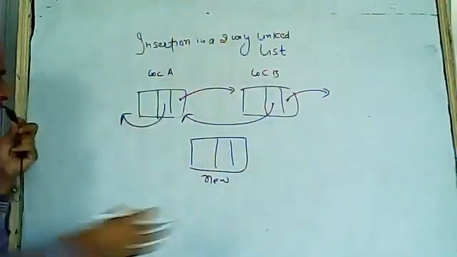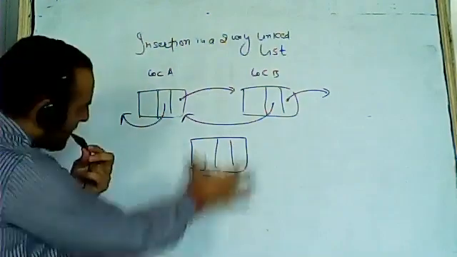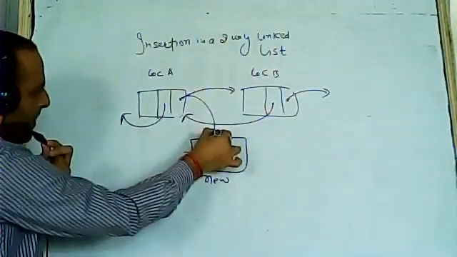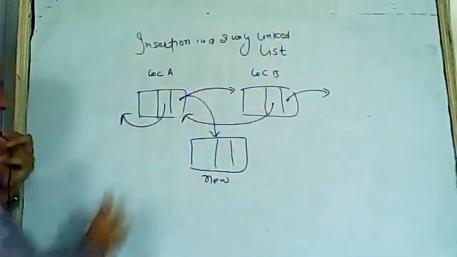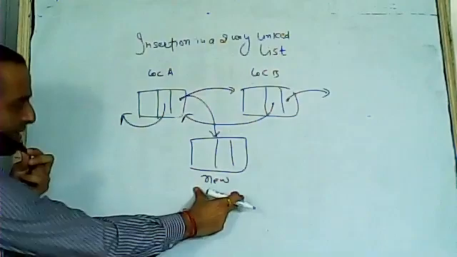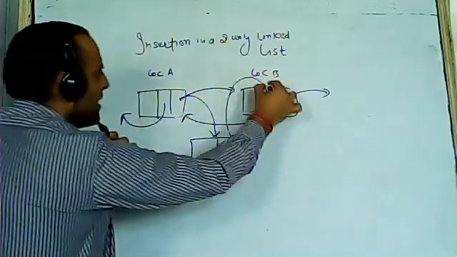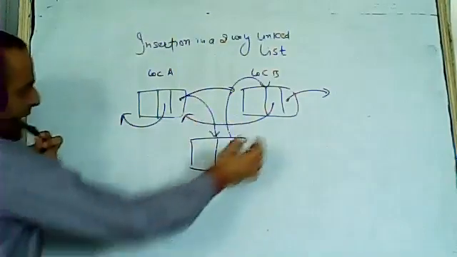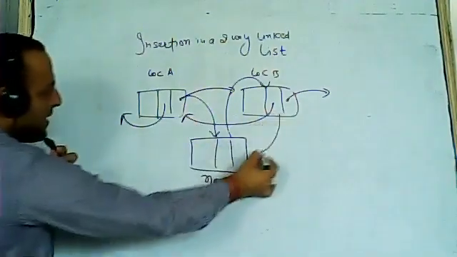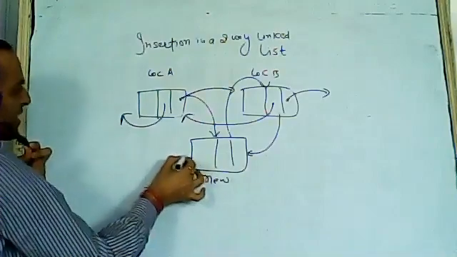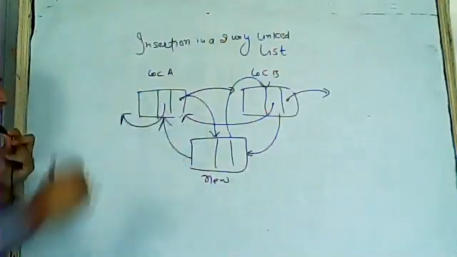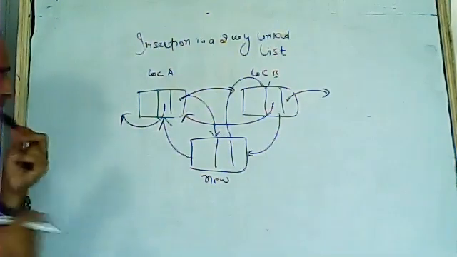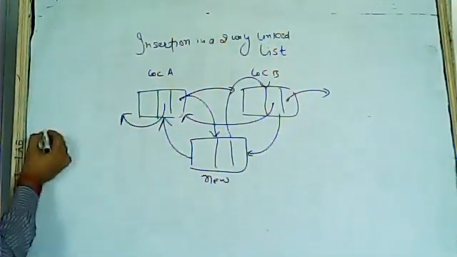If you insert this new node between A and B, what will be the forward of location A? Location of new. Location A का forward कौन सी node होगी? New. And new का forward क्या होगी? Location of B, because we are inserting between. What is the backward of location B? New. And what is the backward of new? Location A. बताइए, algo कर दिया आपने. Yes, sir. The algo you have already done. Now let us write the algo for it.